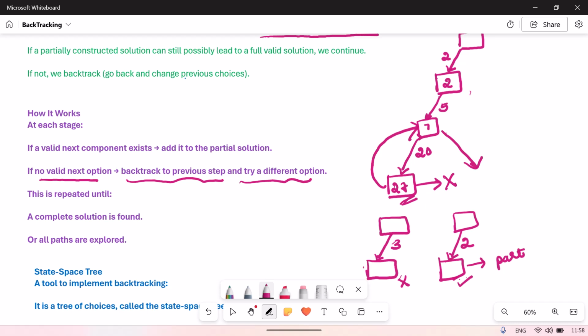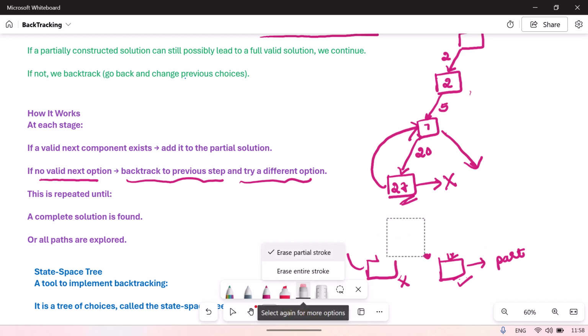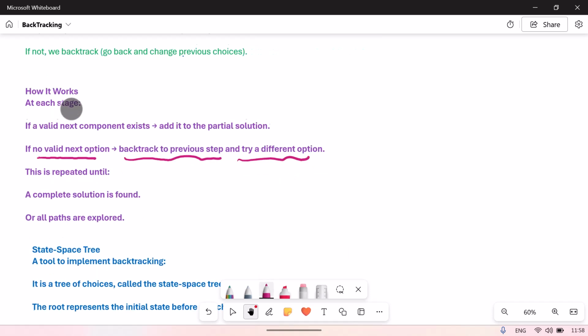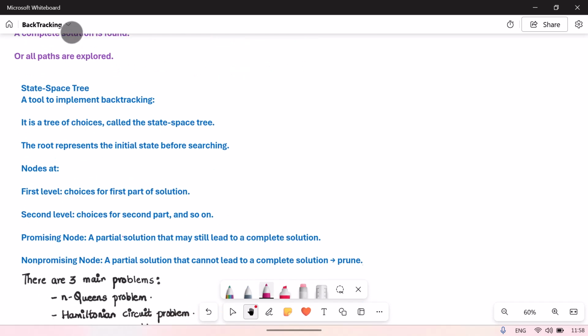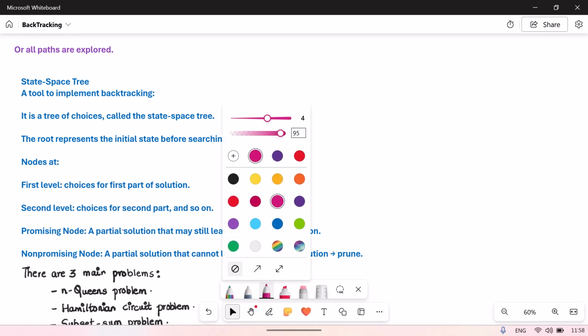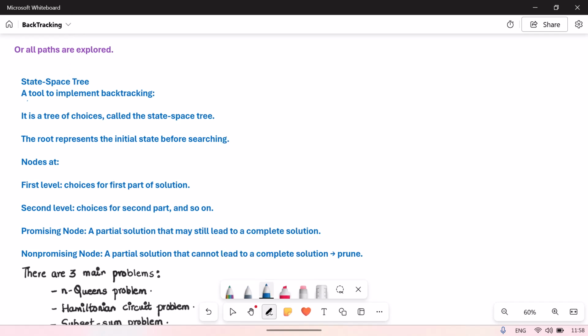So what I will do is I will go back to this part, and from here I will try to choose another alternative. That is how backtracking works. I hope you have got the point. And when you're talking about backtracking, there is something called a state space tree that you need to look at. See, it is a tool for, first let us understand this.